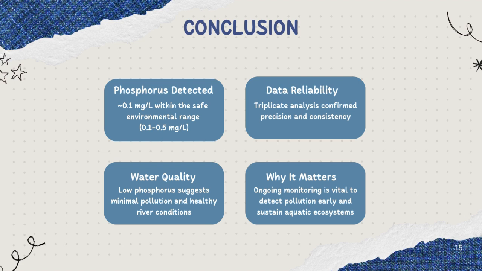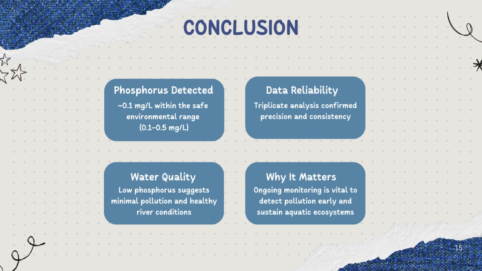This method shows precision based on the consistency of the triplicate measurements. The low phosphorus level in the sample suggests that the river is not significantly polluted. This is a good sign and indicates that the water is likely safe for aquatic organisms. Monitoring like this helps us detect any future increases before they cause serious environmental issues.